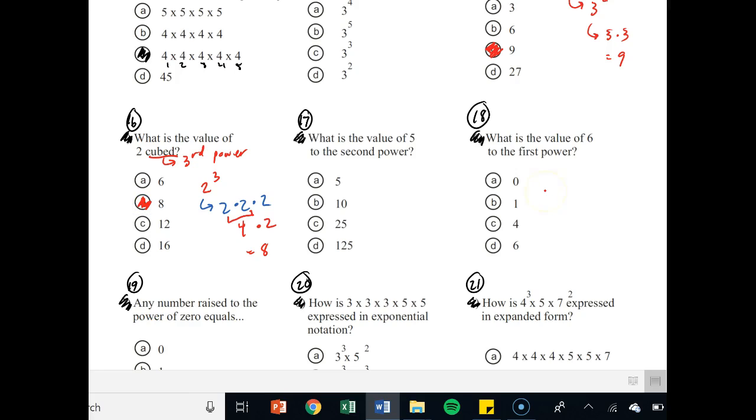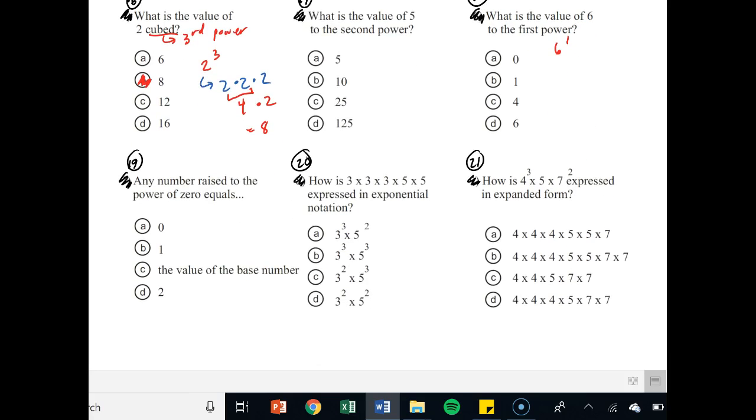17, 18, I'll allow you to do that on your own. To the 1st power, that's just saying 6 to the 1. That should be pretty simple. You can double check it by putting it in your calculator. Any number raised to the power of 0. I want you to actually try this on your calculator. Take any number, take 12, right? Put it to the 0 power on your calculator, see what you get. That should give you your answer.